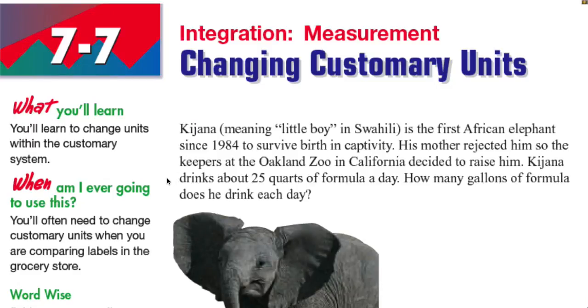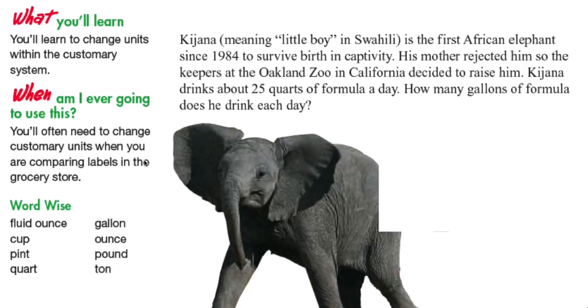Lesson 7-7, Changing Customary Units. In this lesson, you learn to change units within the customary system. And when are you ever going to use this? You'll often need to change customary units when you are comparing labels in a grocery store. So words to know in this lesson: fluid ounce, cup, pint, quart, gallon, ounce, pound, and ton.